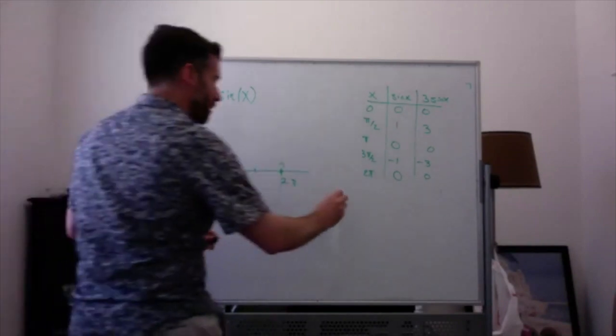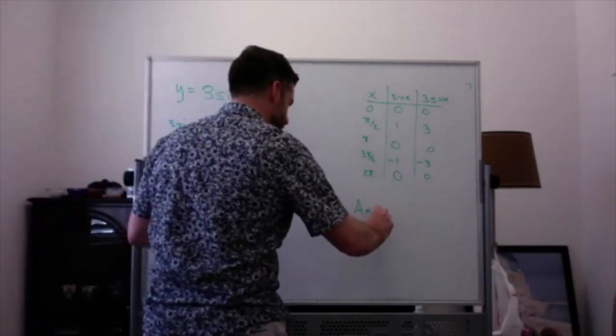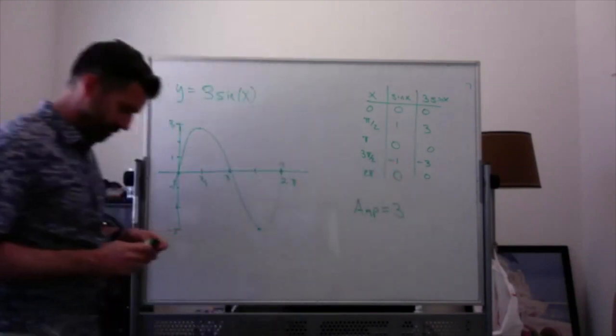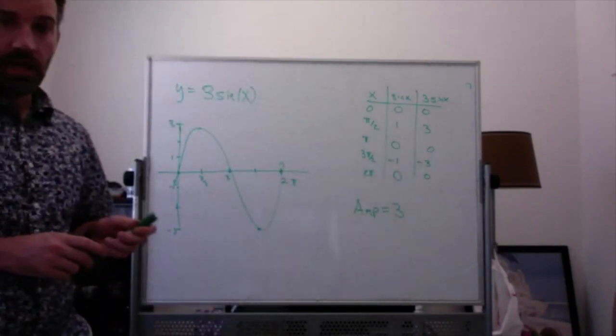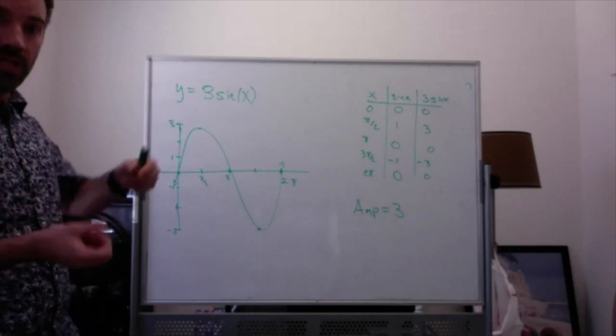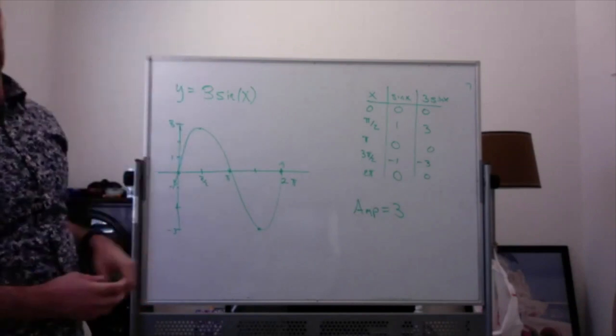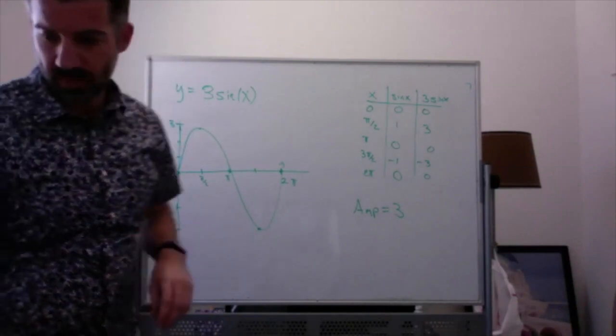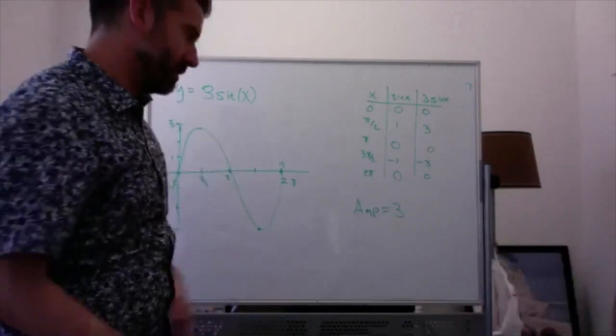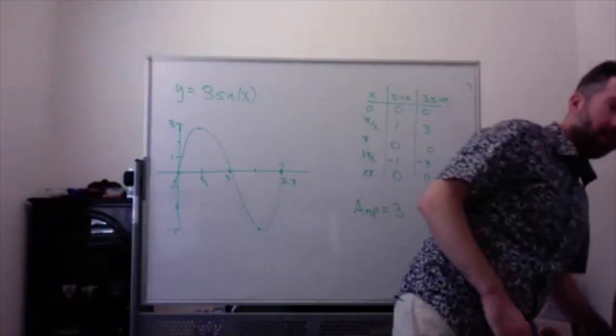So here, you would say that the amplitude is 3. And when your amplitude is larger than 1, it's going to stretch out the trig function vertically. You might also recognize this as what's called a vertical stretch.